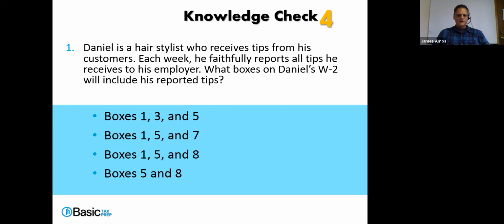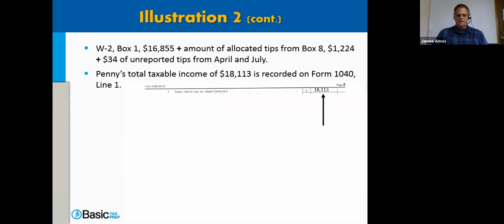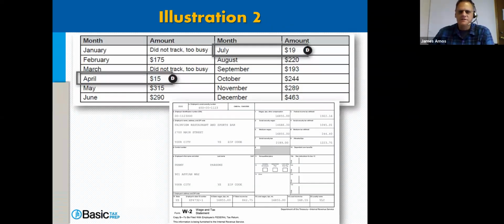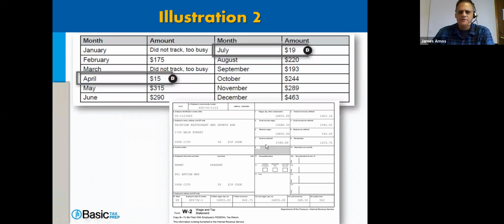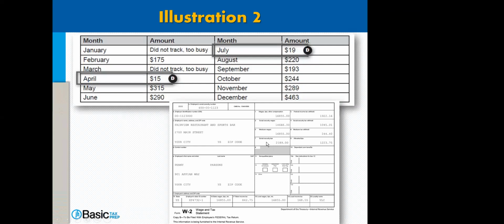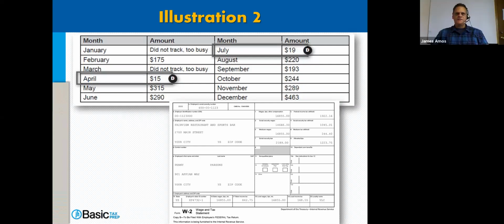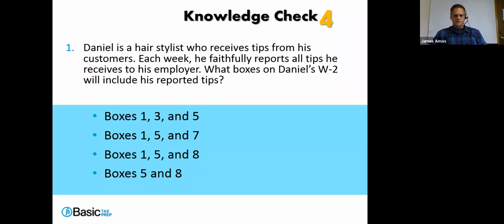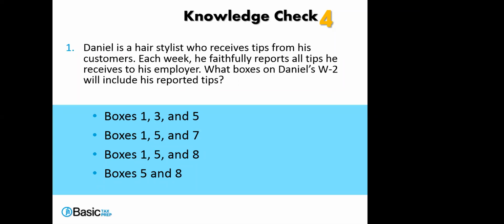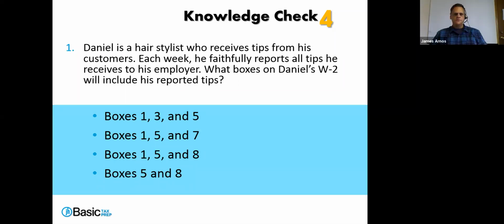Okay. Here we go. Here's the answer. It's B, boxes 1, 5, and 7. So let's take a look at it, just so we can see the actual. Box 1 are wages, 5 are Medicare wages, and 7 are Social Security wages. So federal income tax wages, Medicare wages, and Social Security tip income wages. So that's what he will include in his reported tips. Those are the ones that will include his reported tips.